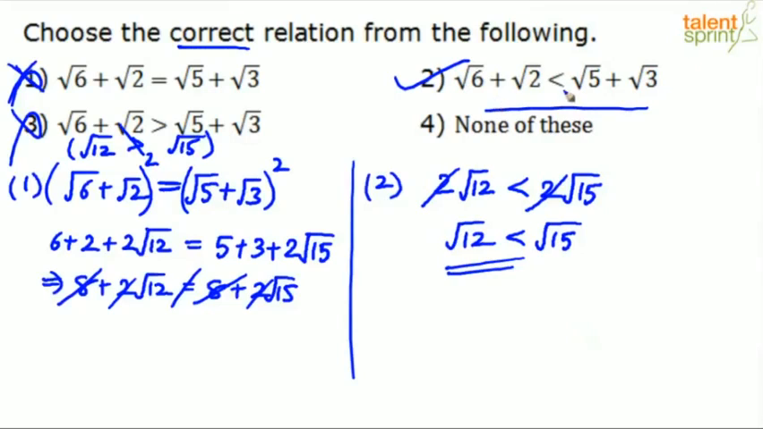So the idea here is to square on both sides and try to get it in a simplified form. In the form root 6 plus root 2 and root 5 plus root 3, comparing is very, very difficult, or I would say impossible, right? So you simplify it, get it in a simple surd, and then compare. It becomes very easy. So the answer will be option 2, root 6 plus root 2 less than root 5 plus root 3.